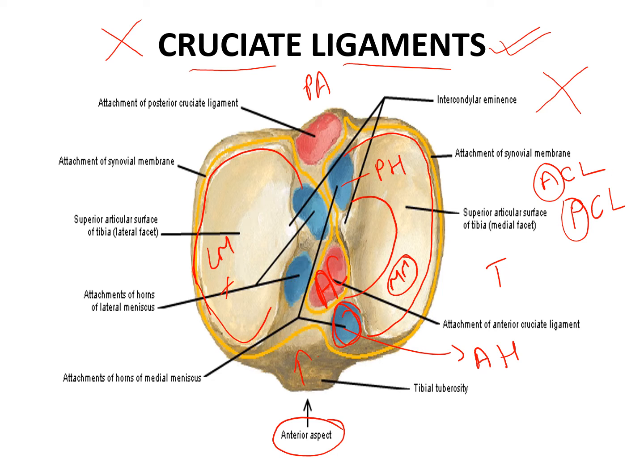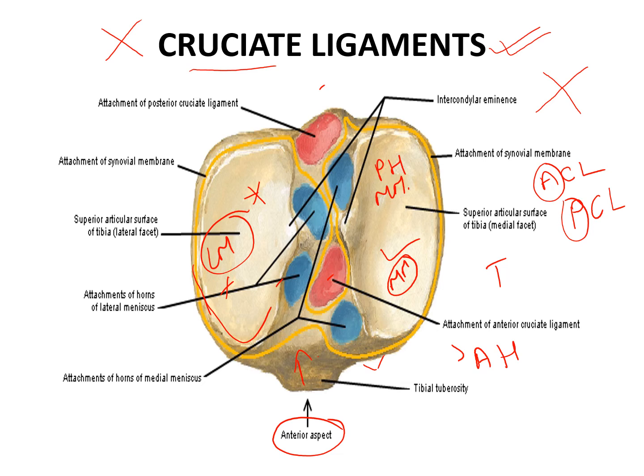Since many questions have been asked repeatedly, we will discuss it once again. So first we have the anterior horn of the medial meniscus. Then we have the anterior cruciate ligament. Then we have the anterior horn of the lateral meniscus. Then we have the posterior horn of the lateral meniscus, posterior horn of the medial meniscus, then we have the posterior cruciate ligament. So these are the structures present in the intercondylar area of the tibia.